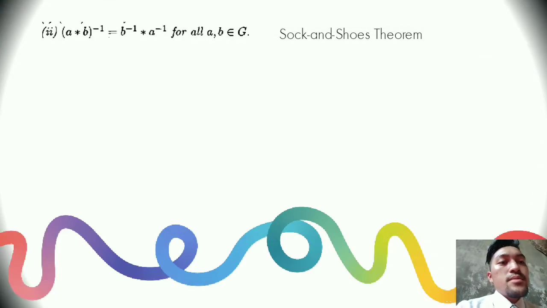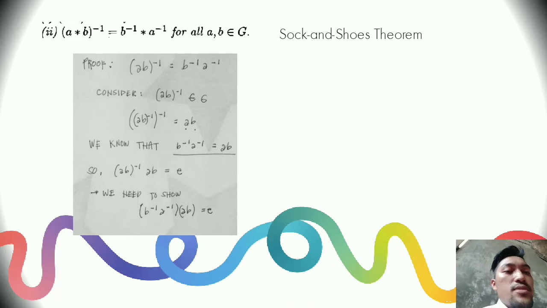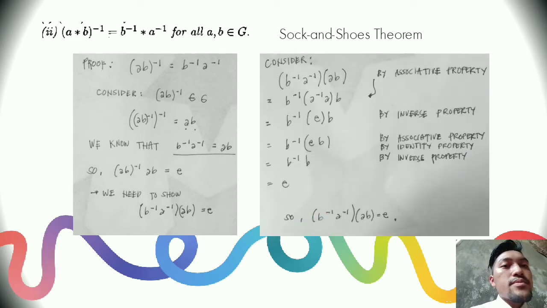So, prove that (ab) inverse equals b inverse a inverse. Consider that (ab) inverse is an element of G. So therefore, the inverse of (ab) inverse is equal to ab. We know for sure that b inverse a inverse is equal to ab. So, (ab) inverse times ab is equal to a. We need to show that this b inverse a inverse times ab is equal to a.